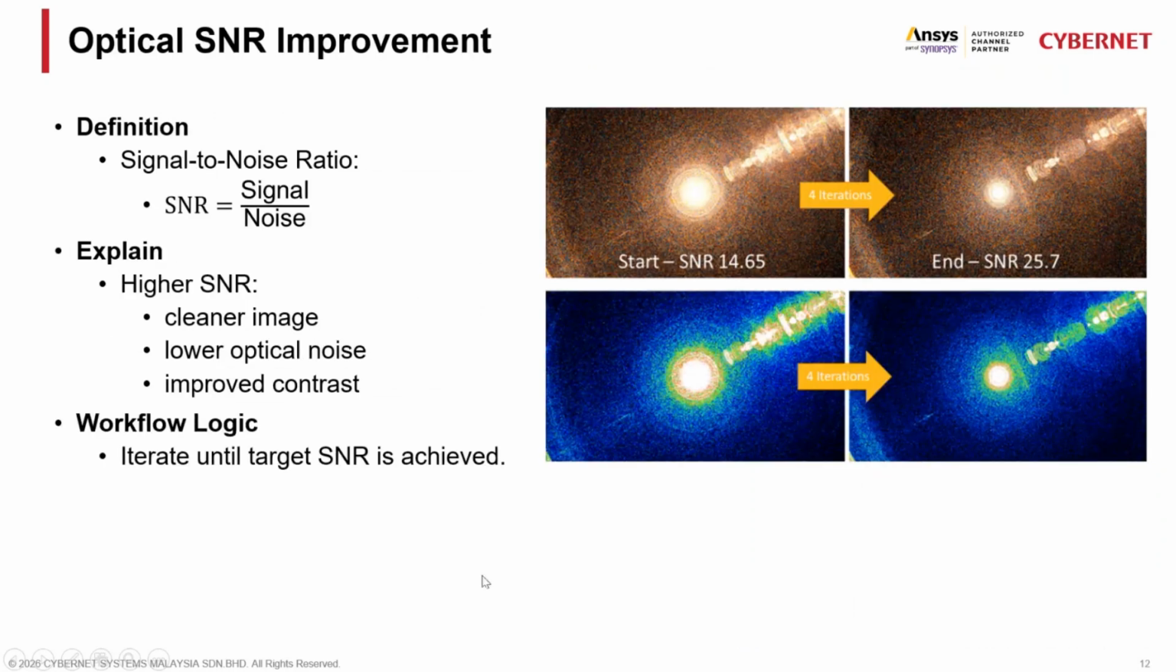So next is the optical SNR improvement. For this workflow, we have a definition of signal-to-noise ratio. The higher the SNR, the cleaner the image we get, the lower the optical noise, and the better the contrast. So the workflow here iterates until the target SNR is achieved. This is done in Ansys Speos.